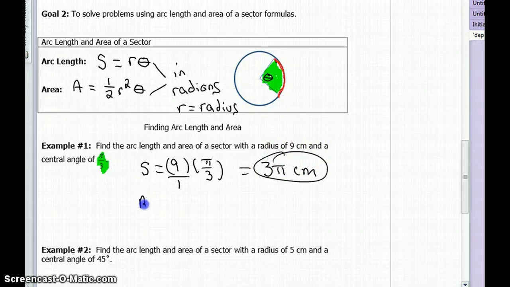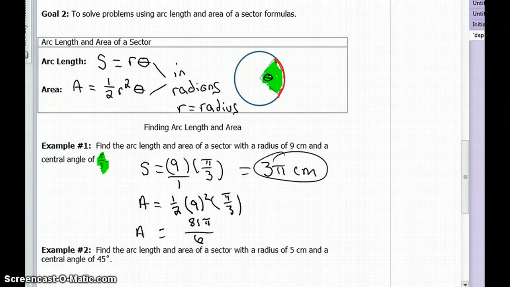So for the area of a sector, area equals, straight from the formula, half times R squared, 9 squared, times theta, which is pi over 3. And remember, these are all fractions, so this 9 is like over 1. So the area will equal 81 times 1 times pi, so 81 pi, over the bottoms, which is 2 times 1, which isn't written there, times 3, which is 6.